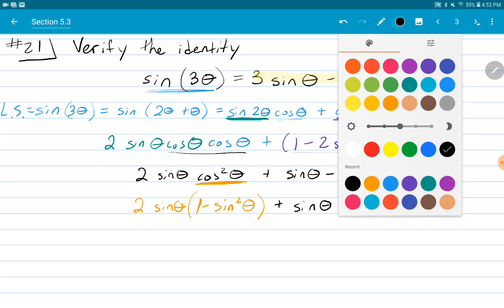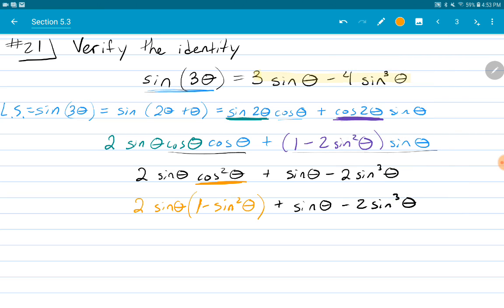And then on the orange part, I just want to distribute this to get rid of my parentheses. So I'm going to distribute this times 1 and then times sine squared. So I get 2 sine theta, and then times minus sine squared, I get minus 2 sine cubed, which is looking pretty good, because that means I'm starting to get some cubes in here, and I have the terms that I have on the right. Now I think it's just a matter of combining like terms.